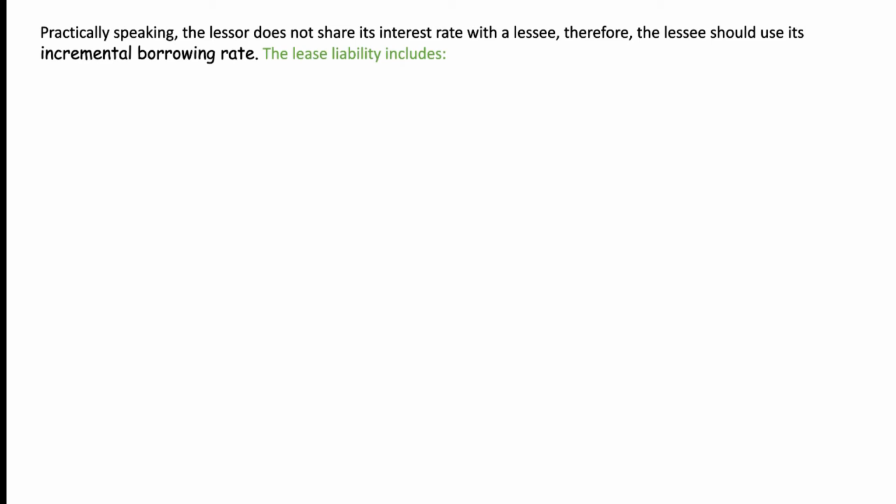For example, if you go to the bank and you need to buy a new car, they will tell you, if you are going to buy this car over 5 years, we will charge you 5% interest rate. This is called the incremental borrowing rate. So the lessee should use this rate to calculate the lease liability, as long as the lessor will not share the interest rate.